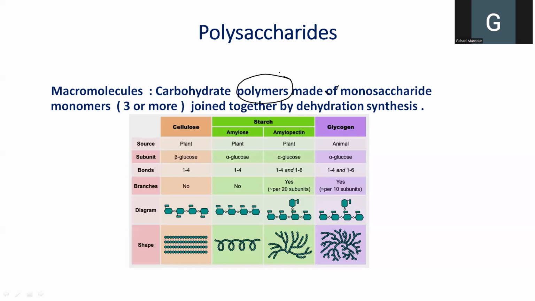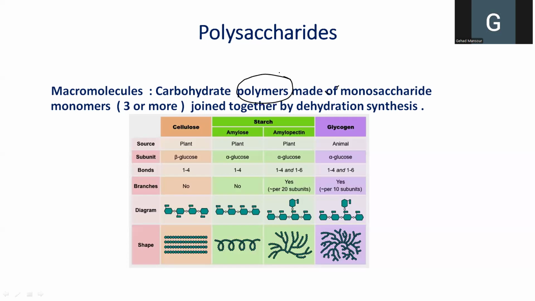A polymer is a big molecule that is made of repeated, smaller, simpler units, which are considered their monomers. So monomers react together to form polymers, and polymers break down to form monomers. A polysaccharide should contain at least 3 monomers. So for example, 3 monosaccharides, and they're joined together by dehydration synthesis.